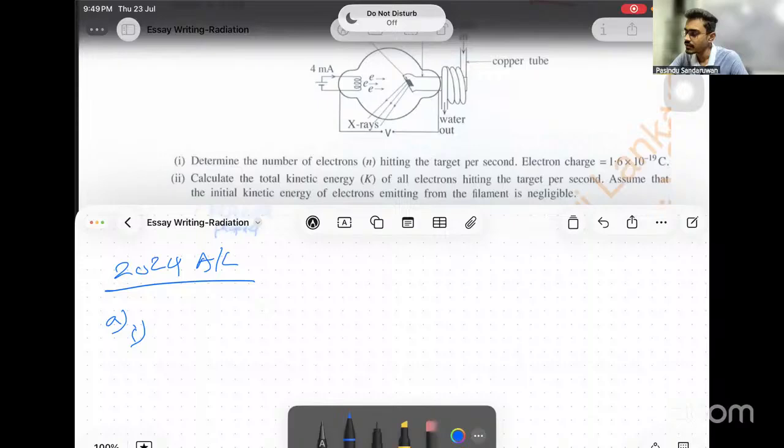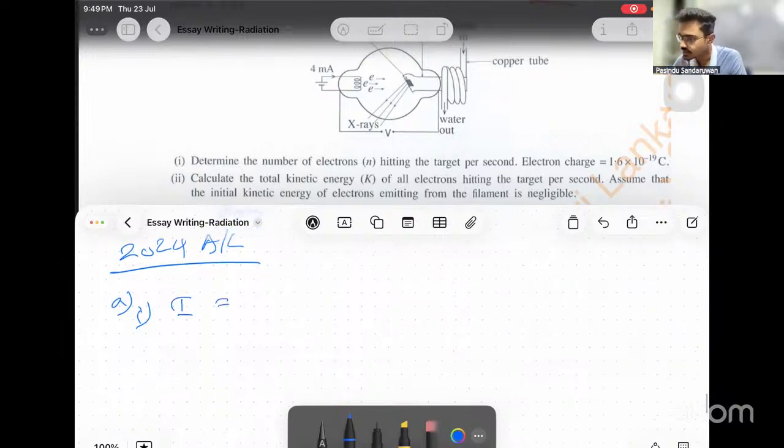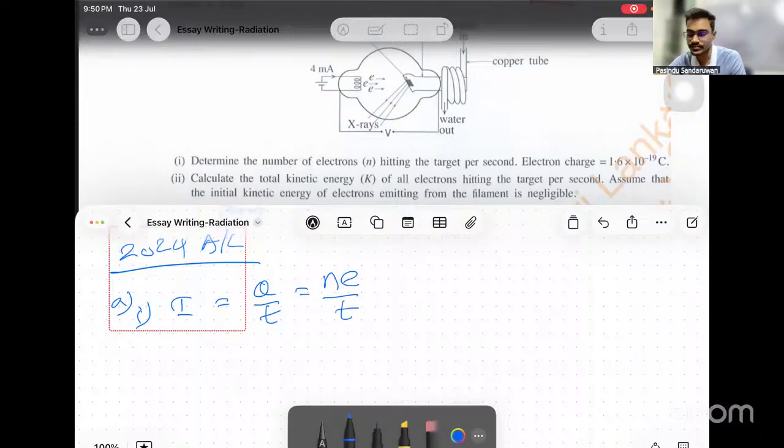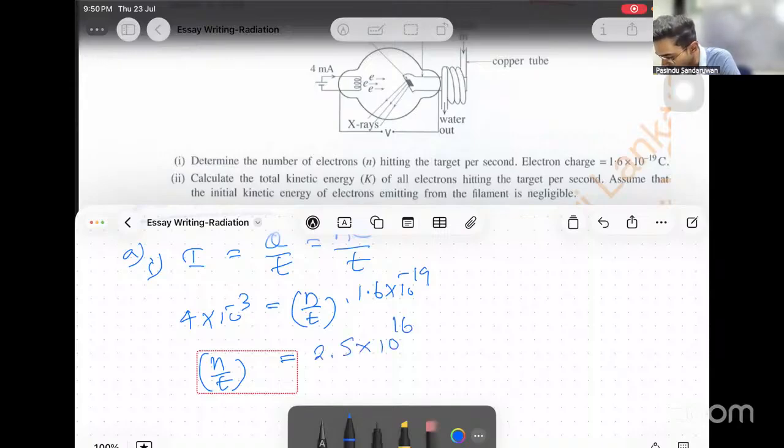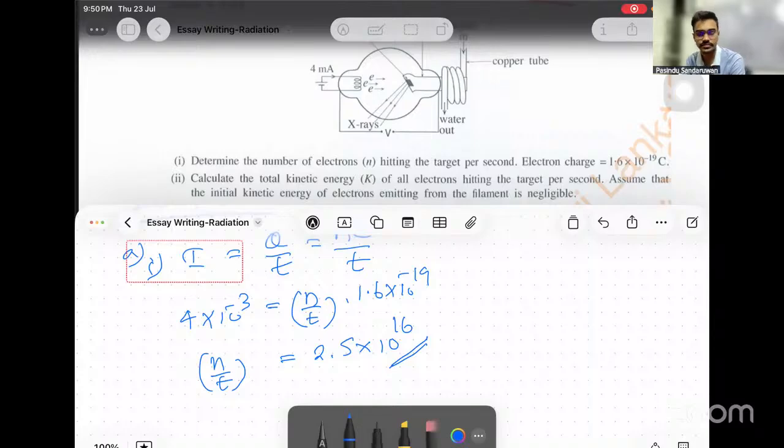Electron charge is 1.6 times 10 to the minus 19, right? We all know in current electricity, current is defined as Q over t. It is also written as Ne over t, using the charge of an electron. Current is given as 4 milliamperes, 4 times 10 to the minus 3. I need N over t. Charge of an electron is 1.6 times 10 to the minus 19. Then N over t is 40 over 16, which means 2.5, so 2.5 times 10 to the power 16.